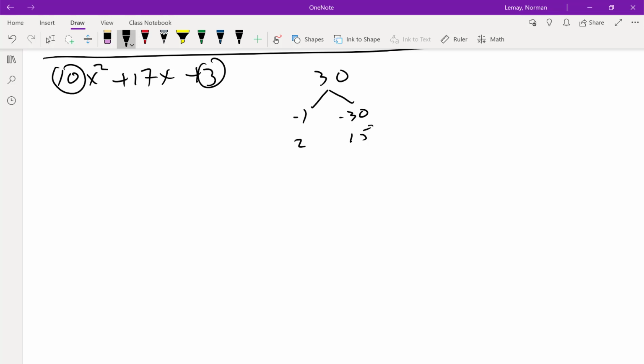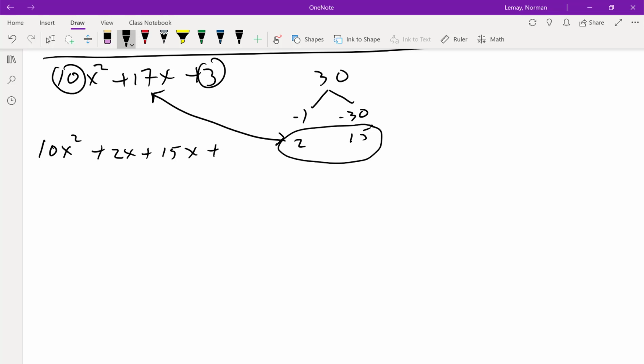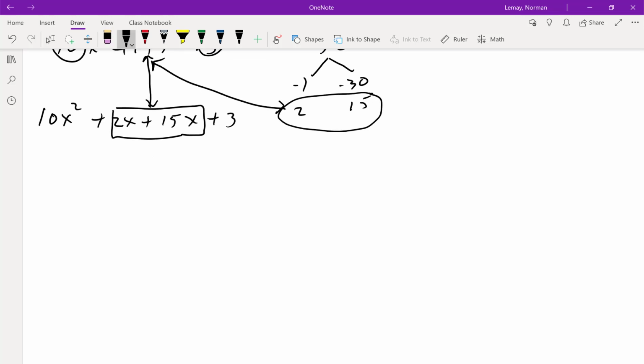So now we'll take these two and rewrite the middle term in terms of the 2 and the 15. So 10x squared plus 2x plus 15x plus 3. Notice that we're just rewriting that middle part in terms of these two factors. Now we do our factor by grouping.